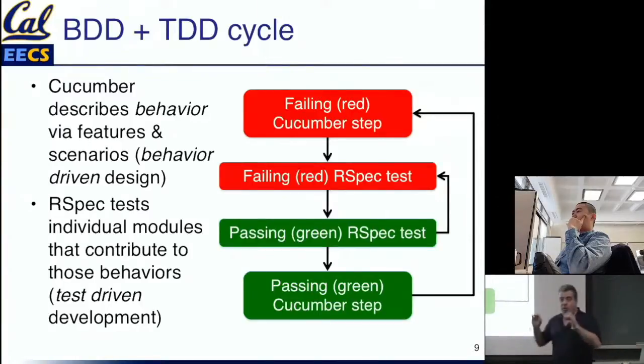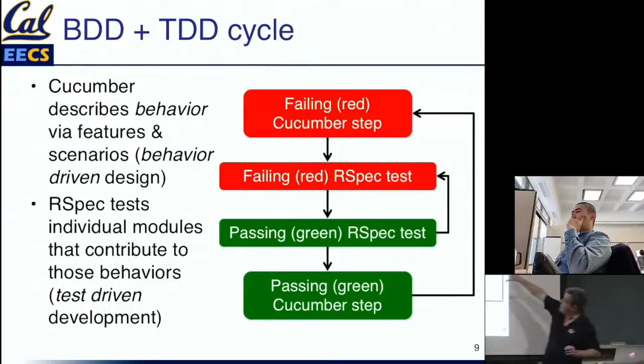Right? So in the pure version of BDD plus TDD, this is the cycle you follow. You always start with a cucumber step. It probably fails because it's testing something new that you haven't written. And the way that you develop that new code is by doing it test first. But these tests are going to be at the level of unit or functional rather than being integration level. Right? So that's generally where we're going.